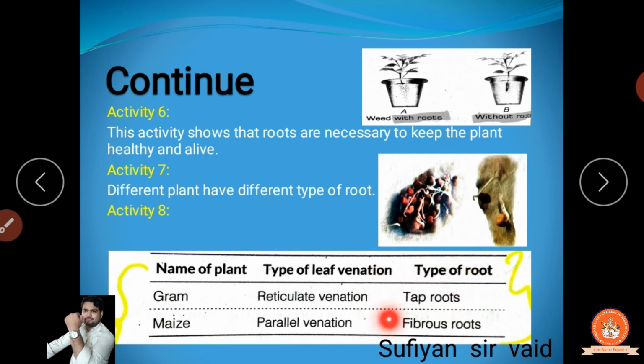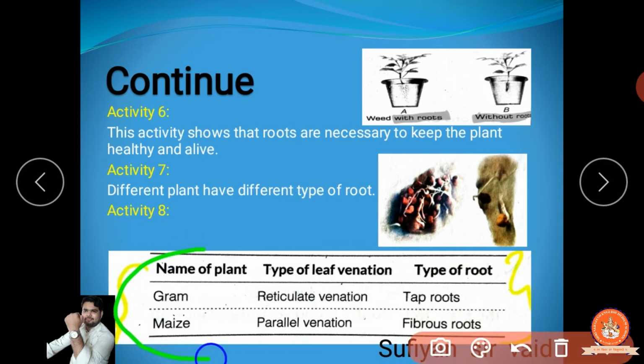Now in the maize, they have parallel venation and they have fibrous root. Clear? Parallel venation means the veins are straight, parallel to each other. This is very important, because from here we get 1-mark questions. So remember it carefully.